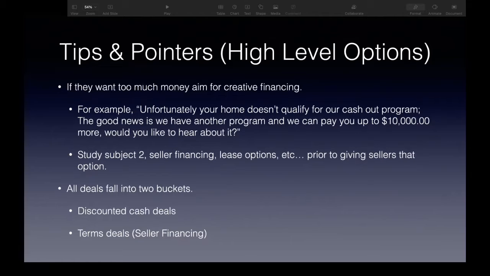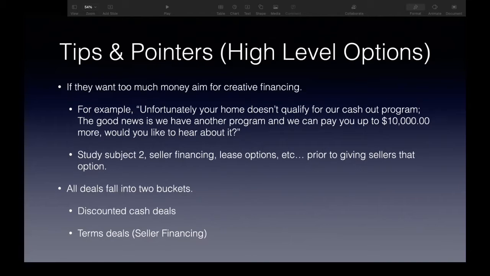And the way that you want to frame that is, Mr. Seller, unfortunately, your home doesn't qualify for our cash out program. But the good news is we have another program and we can pay you up to $10,000 more. Would you like to hear more about that?